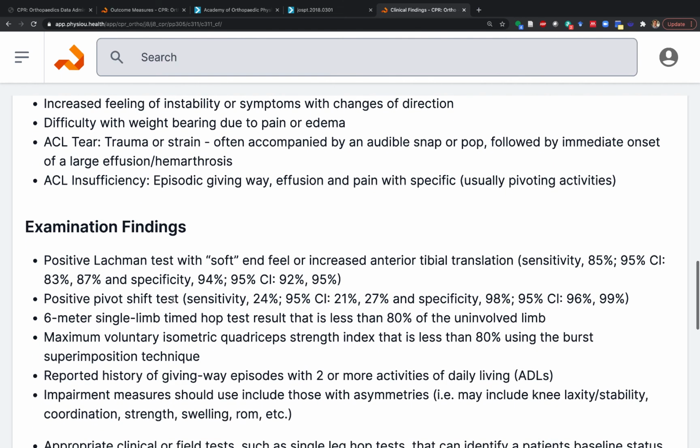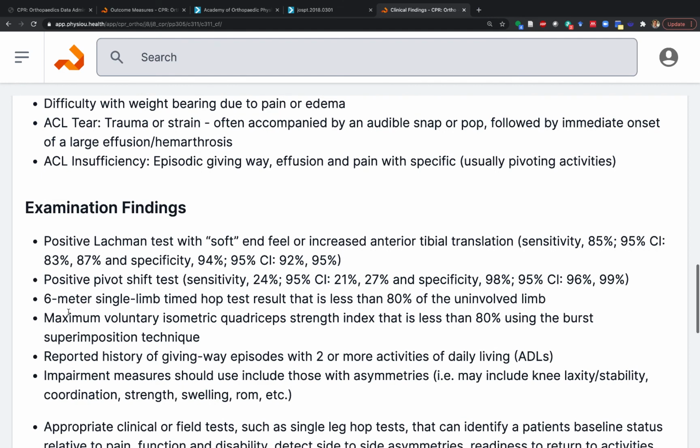When you think about the examination findings, there are a few key tests that we'll probably do. Here, the positive Lachman's test, and potentially a pivot shift test, but usually the pivot shift test is done under anesthesia, so you will be unlikely to do this on the patient. And there are a number of functional tests that I think are really useful to think about. Now, you have to decide, is it safe to do those functional tests for the patient at the time of your examination? So you have the 6 meter single limb timed hop test, because it really allows you to assess that instability.